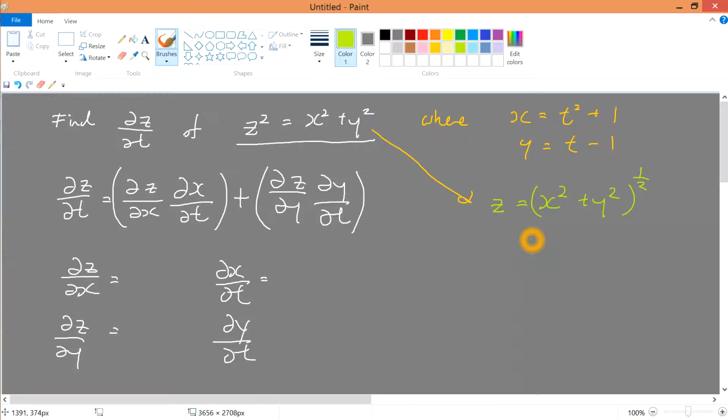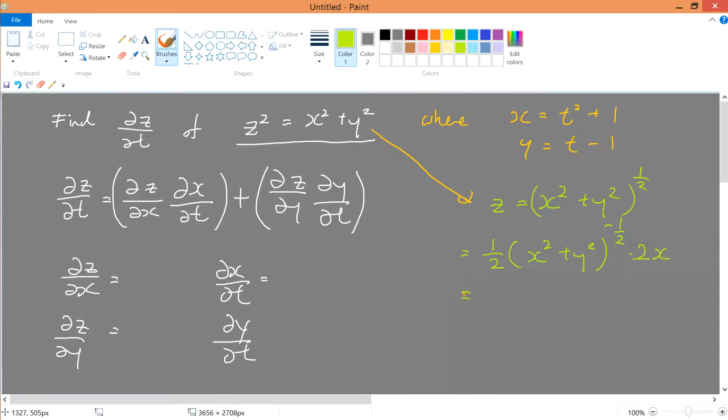If I differentiate in terms of x in this case, then I just bring down the half. If you remember the inner chain rule differentiation, good; if you don't know anything, never mind. So I bring down the half, so x squared plus y squared to the power of minus half, and then I differentiate the inner function, which is 2x.